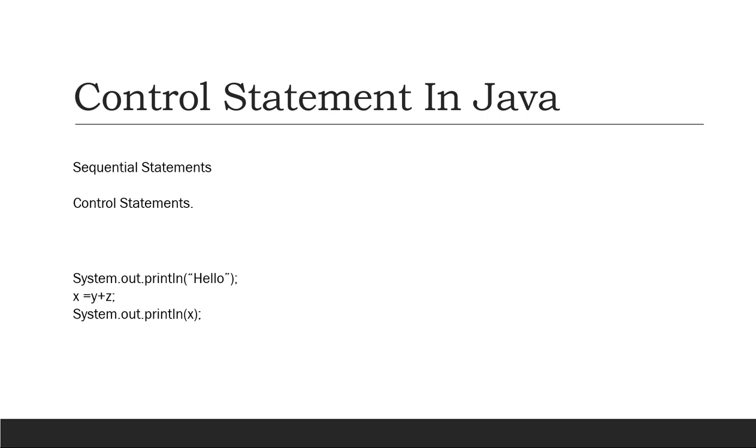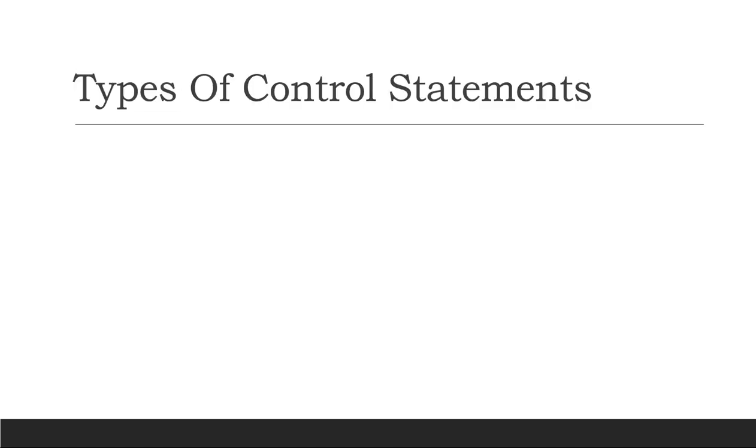But this type of sequential statement execution is useful only to write some simple Java programs. But if you want to write better and complex programs, we need better control on how the flow of execution is done. This is possible by using the control statement. So let us see what types of control statements are available in Java.